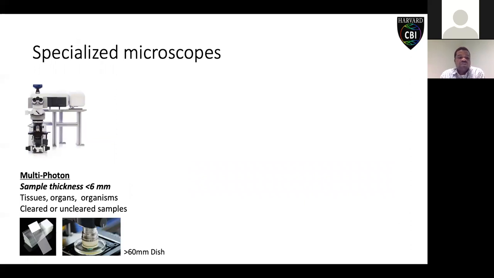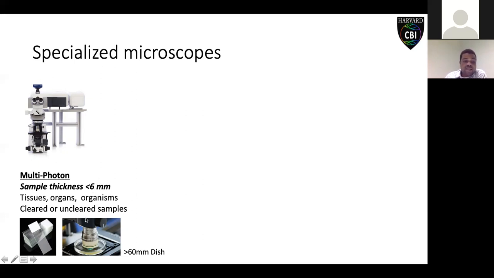So let's move to more specialized systems that we have. The first is the multiphoton microscope. It is an upright microscope. You can use it to image tissues, organs, and organisms. If your tissue or your sample is cleared, your ability to image deeper into the tissue gets better compared to uncleared tissue, but you still have a range of up to 6 millimeters that you can image through your tissue.